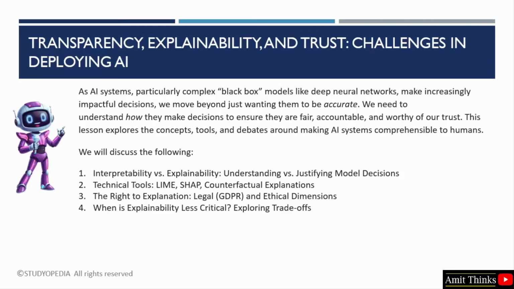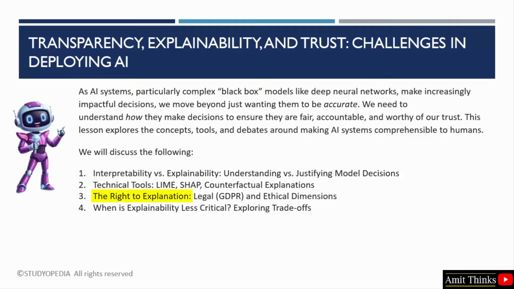So we will discuss the following: interpretability versus explainability, how well humans can grasp the internal workings of a model, and how clearly a model's decisions can be justified to users. Interpretability focuses on technical clarity. Explainability centers on user comprehension. The next one we'll be discussing is technical tools. LIME explains predictions by approximating models locally with simpler ones. SHAP assigns each feature a contribution value to the prediction. Counterfactual explanations show what minimal changes would alter the outcome, helping users understand decision boundaries.